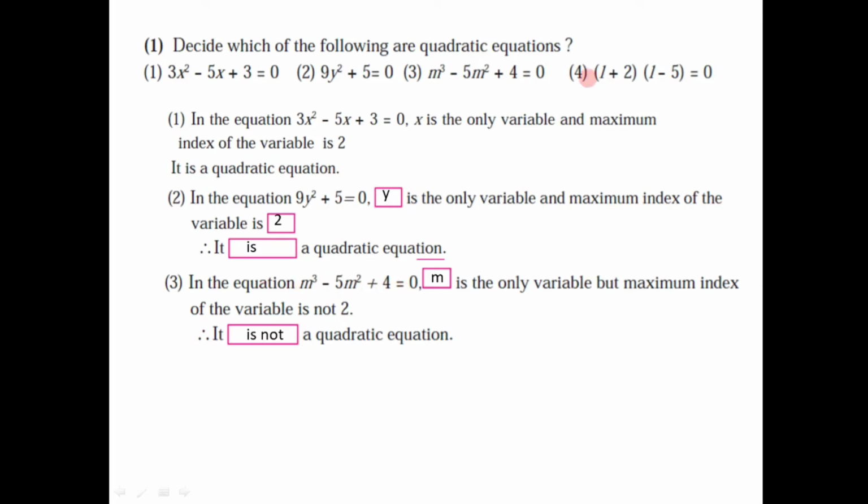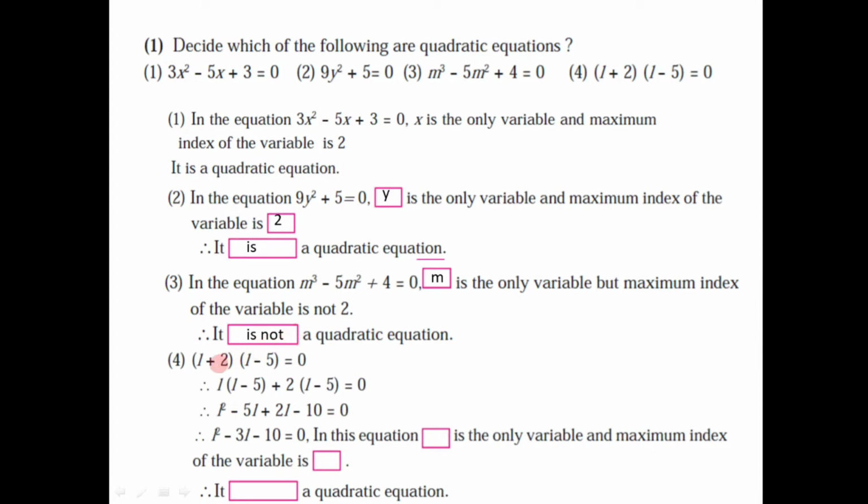Let us have the next example. In the first bracket l + 2 and in the second one l - 5, equal to 0. Now in the present form we can see that it is not obviously a quadratic equation because the variable l is there and its maximum index, we might feel that it is 1, but we have to simplify this one because (l + 2)(l - 5), these two expressions are in product form. First of all, we have to simplify this.